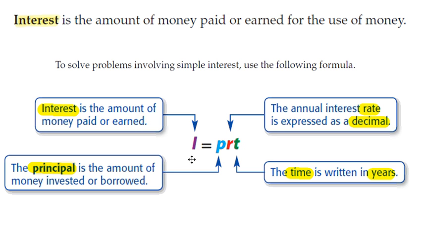I is interest, and that's the amount of money. That's always in dollars and cents. P is the principal. It's the amount that you borrow or the amount that you invest. R is the rate, and that's in decimal form, and it's always an annual interest rate. And T is time, which is always written in years. Very important to make sure you understand what the units are on those.